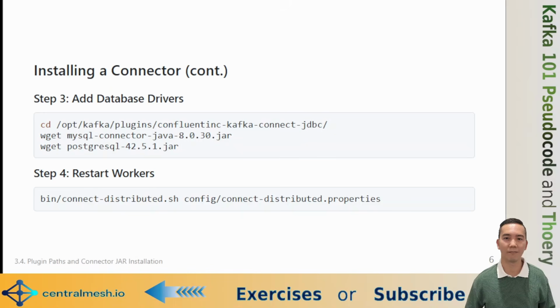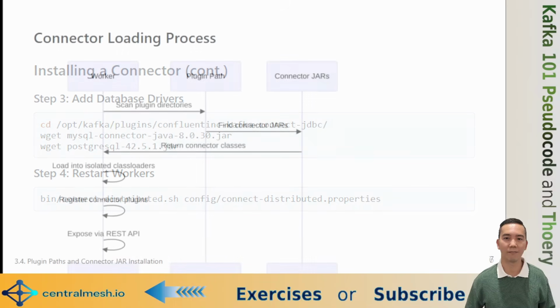Once everything is in place, we restart the Kafka Connect workers. Remember, Kafka Connect scans the plugin path only during startup. Simply copying new jar files into the directory won't make them available immediately. A restart is required so the worker can discover and load the newly installed connector.